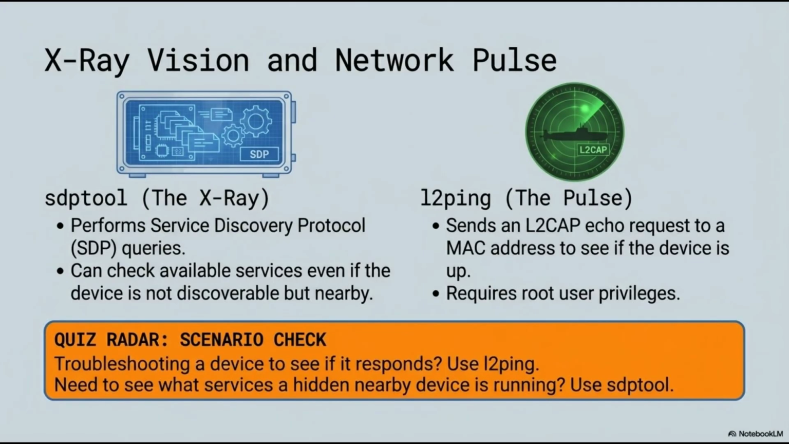Exactly. Then we have l2ping. This is the pulse. It needs root user privileges. It sends an L2CAP echo request to an address just to see if the device is up and responding. The reason sdptool works like X-ray goggles is because it stops looking for the general "I'm here" beacon that devices broadcast when discoverable. Instead, it queries the specific service channels directly. It bypasses the front yard. It's looking right through the walls to see what's running inside.